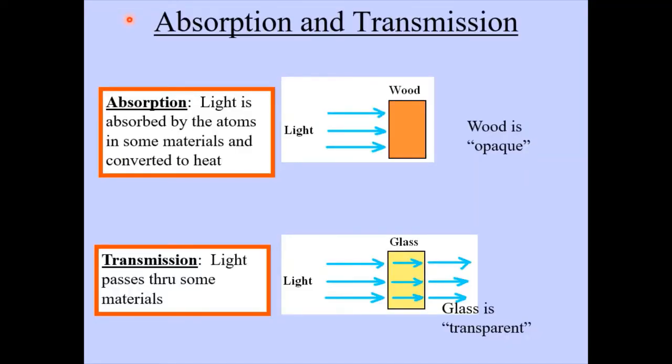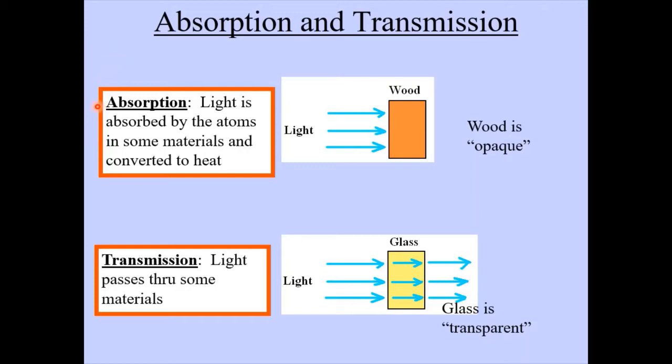What we're going to do in the rest of this part of the lecture, part 1 here, is just go through a survey of basic properties of light. We're not going to go into any great detail here, but this will give us a good description of the properties and characteristics of light. So the first ones that we're going to talk about here are absorption and transmission.